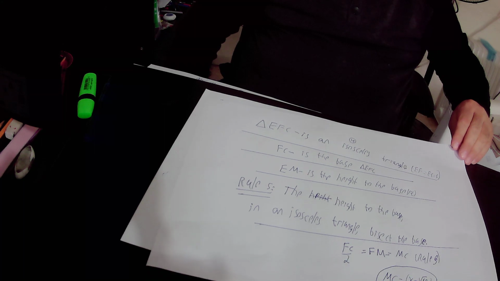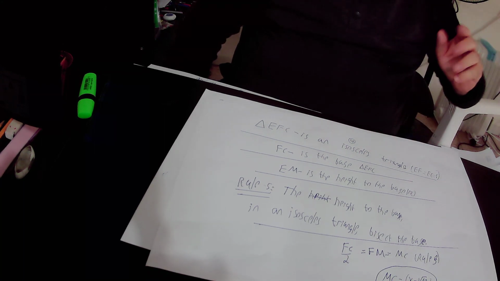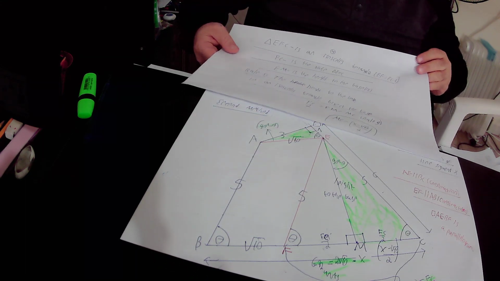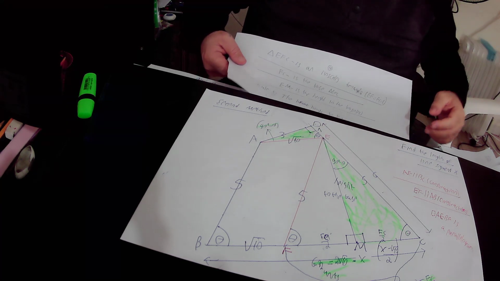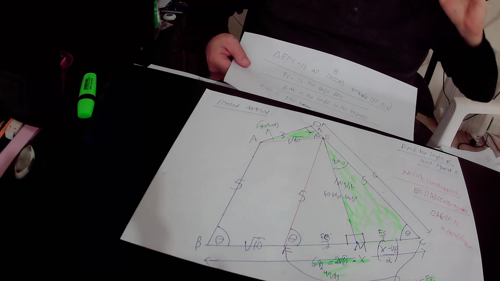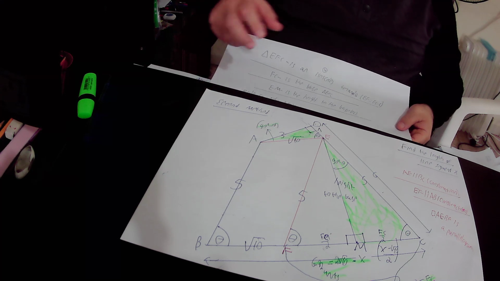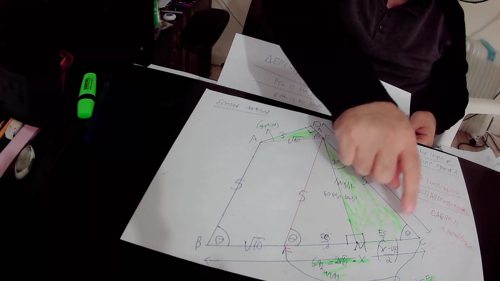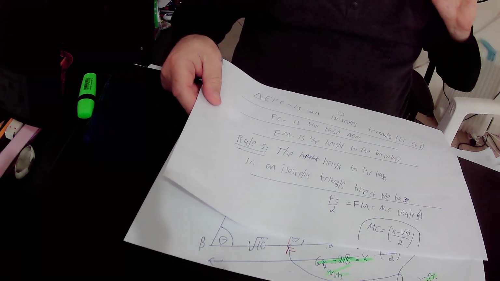Then rule number 5: the height to the base in an isosceles triangle bisects the base. So according to rule number 5, in the isosceles triangle EFC, the height EM to the base FC bisects the base. That is to say, it divides the base into two equal parts. That is to say, FM equals MC according to rule number 5.